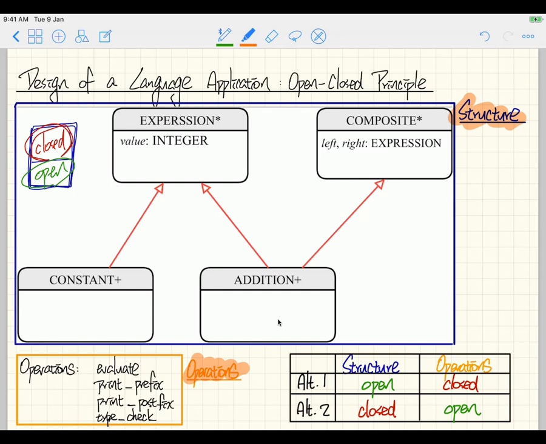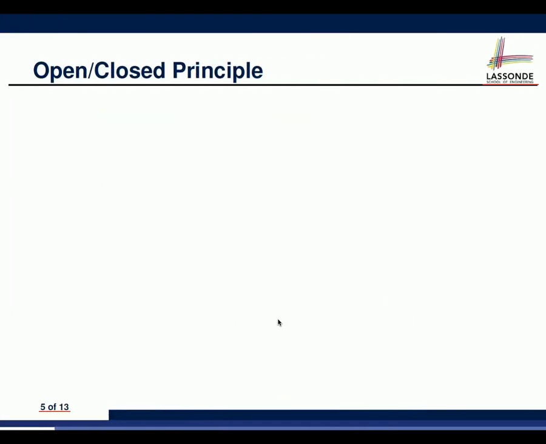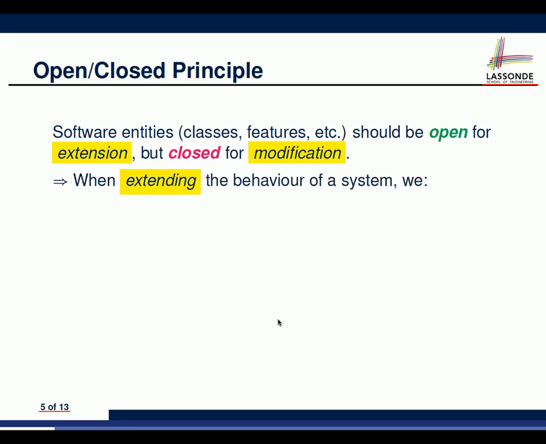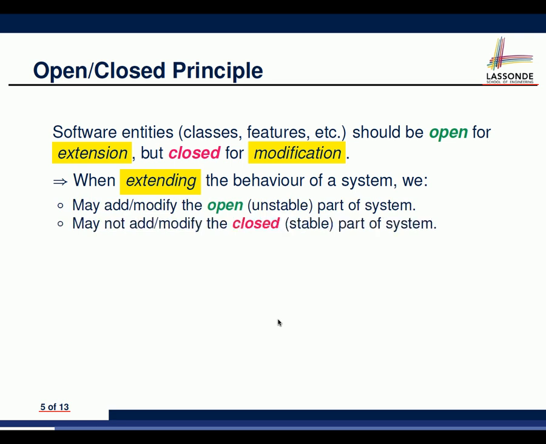So now we talk about the open-close principle over here. Let me go over some slides very quickly. If you are talking about extension, that should be the open part. And for the closed part, you should not try to make any modification to it. So when you try to extend something, only modify the open part and do not modify the closed part. We already said that. You can also think of the open part as unstable, subject to changes. The closed part is going to be stable.